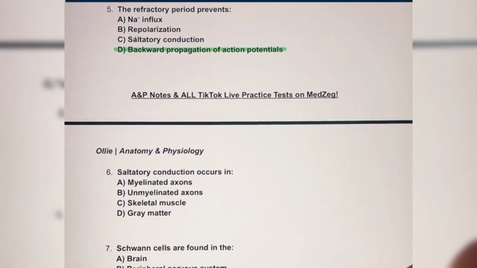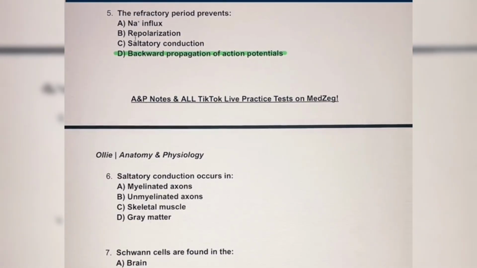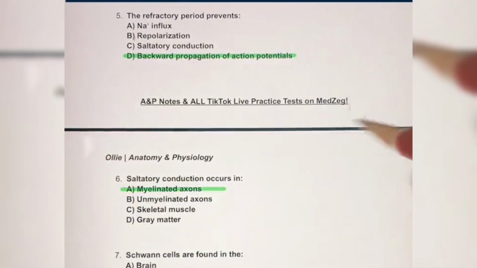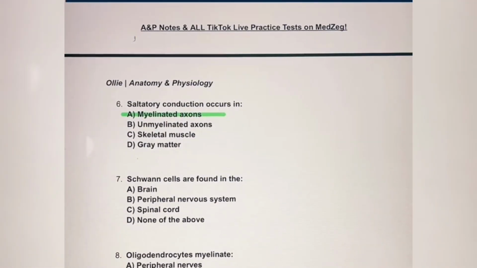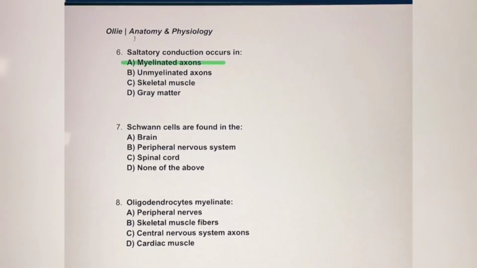Saltatory conduction occurs where? A, B, C, or D for number 6? What do we think? The answer is A. It is myelinated axons. Myelin insulates the axon. Action potentials jump from node to node, the nodes of Ranvier, and that speeds up your conduction. If you got that one right, put a 1 in the chat.